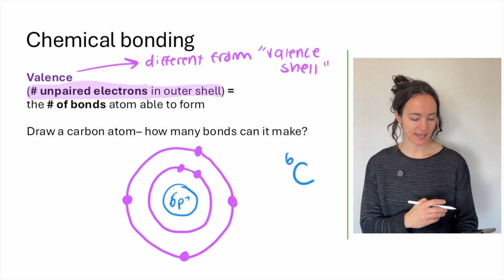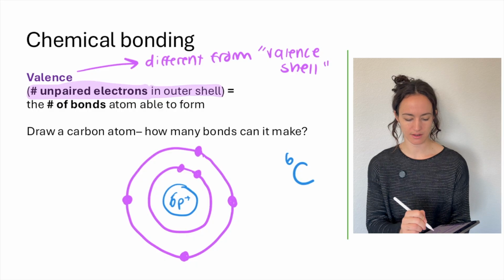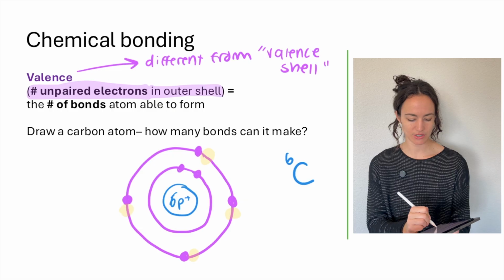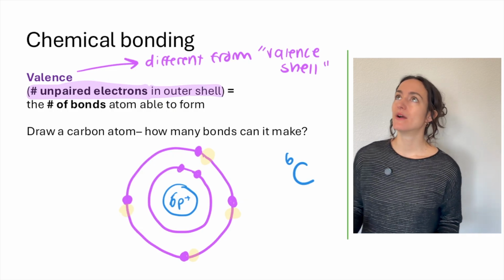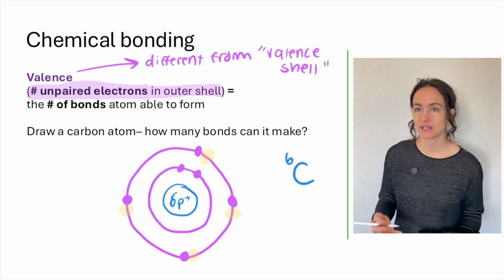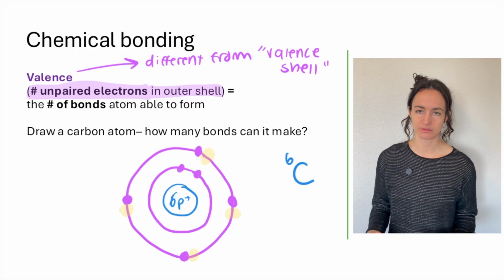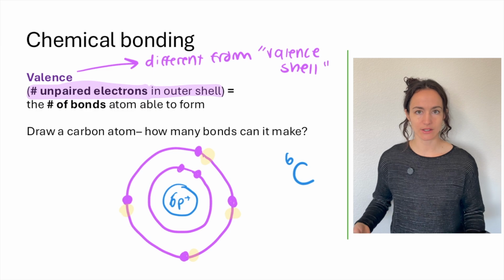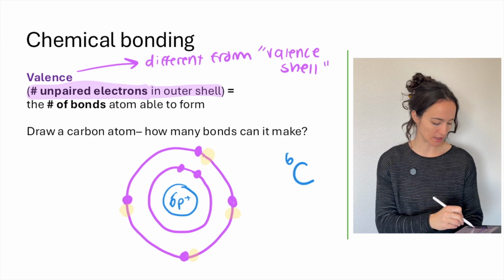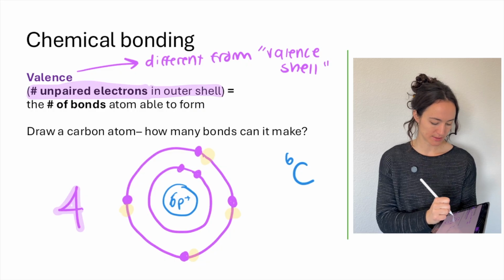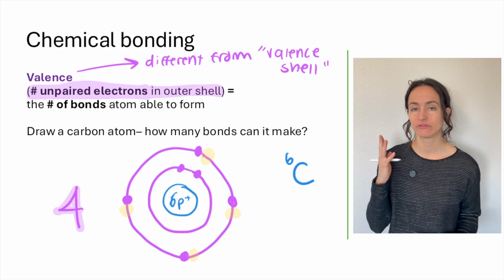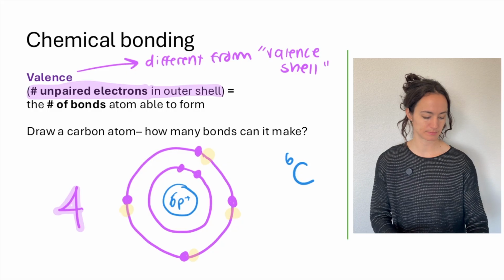So if I'm trying to see how many unpaired electrons I have, there's a spot next to each electron where we could make a pair. Another way of thinking about this is how many electrons does this atom need to fill its valence shell? Well, it has 4, it needs 8, so 4. The valence here is 4. And it also explains why carbon can make 4 covalent bonds.